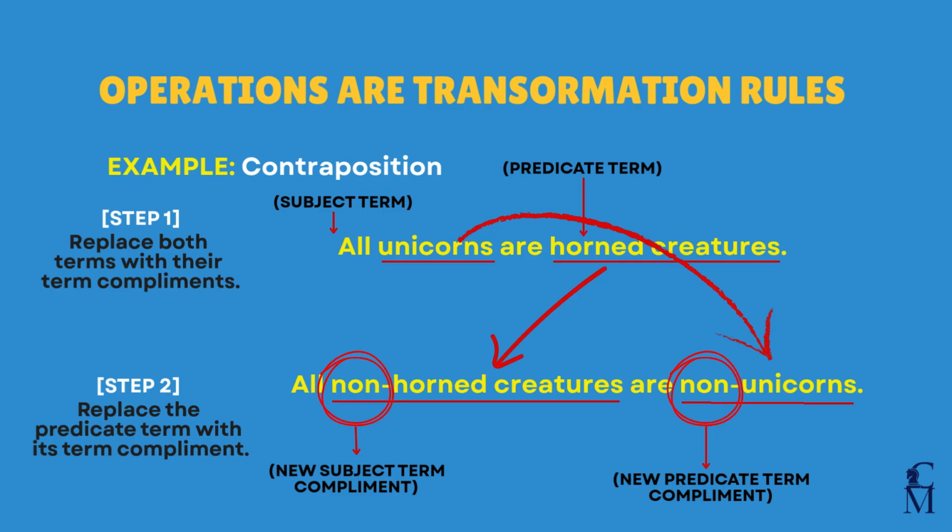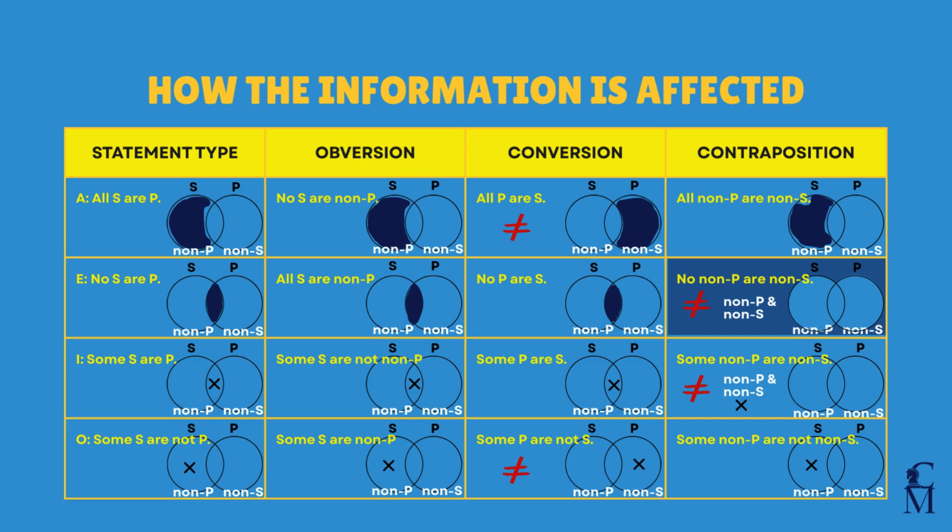To apply the operation of contraposition, you must apply two steps. First, switch the subject term with the predicate term and vice versa. So, for the A-type statement, all unicorns are horned creatures, the term horned creatures becomes the subject term and the term unicorns becomes the predicate term. The next step is to replace both the terms with their term complement. So, the subject term in our new A-type statement becomes non-horned creatures and the predicate term in our new A-type statement becomes non-unicorns.